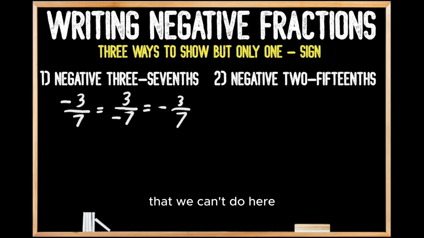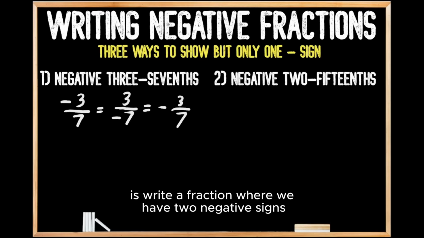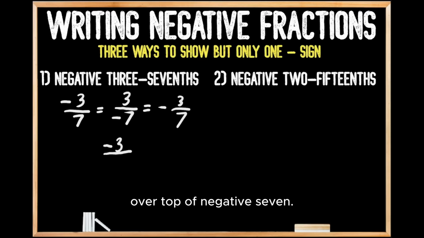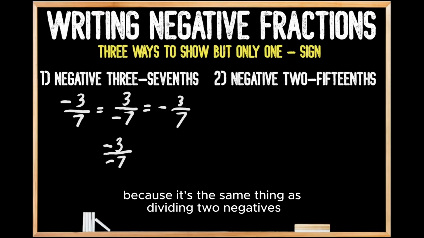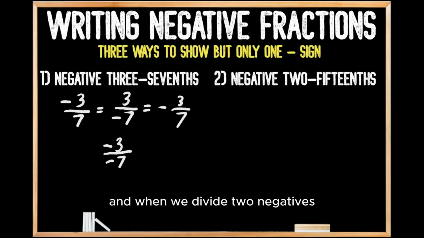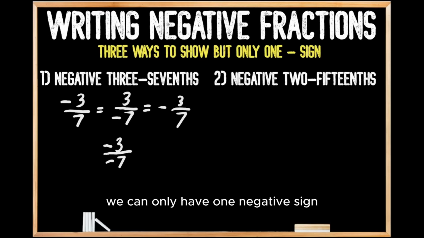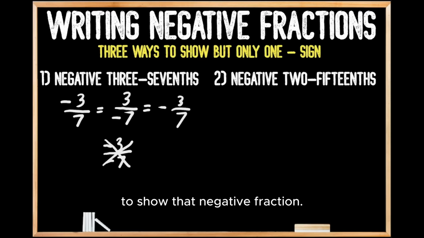But the one thing that we can't do here is write a fraction where we have 2 negative signs. Because if we wrote the fraction of -3 over top of -7, well, we can't actually do that because it's the same thing as dividing 2 negatives. And when we divide 2 negatives, that's going to give us a positive answer. So whenever we're writing a negative fraction, we can only have one negative sign to show that negative fraction.